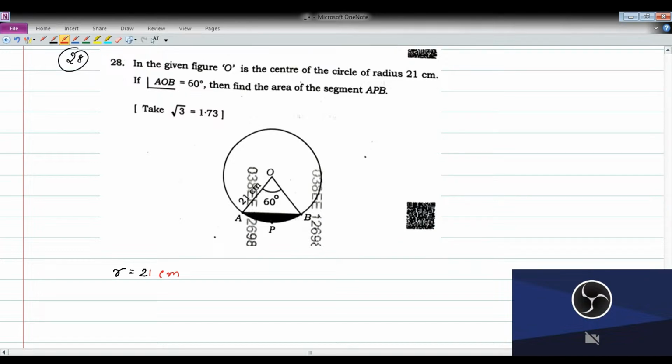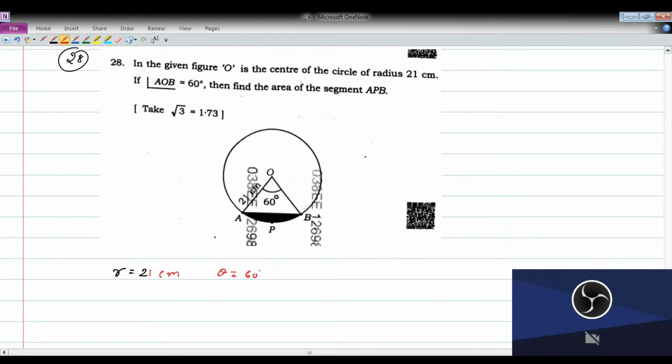And angle theta is given. Theta is equal to how much? 60 degree. Then find the area of the segment APB. You have to use root 3 is equal to 1.73.